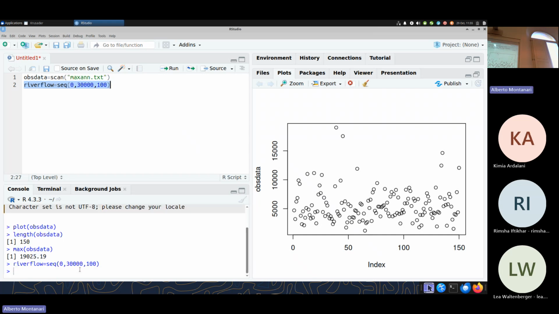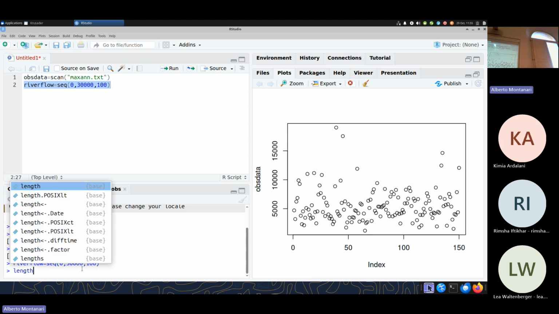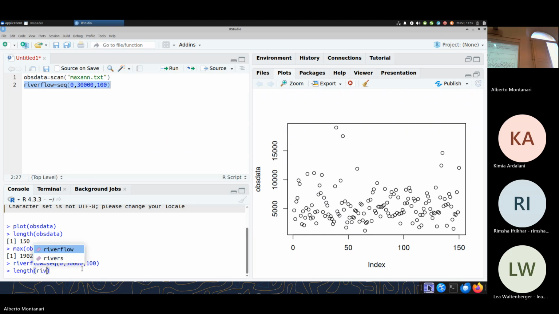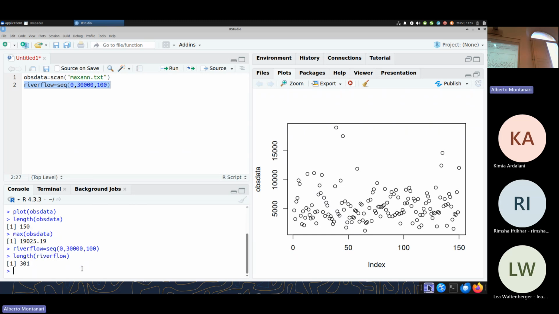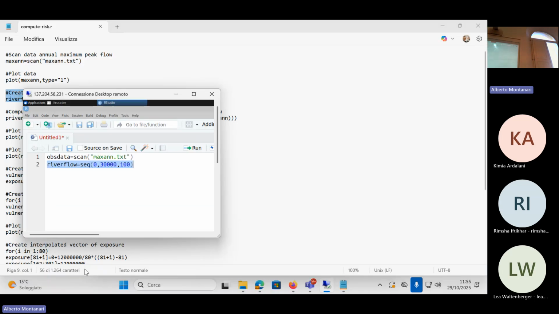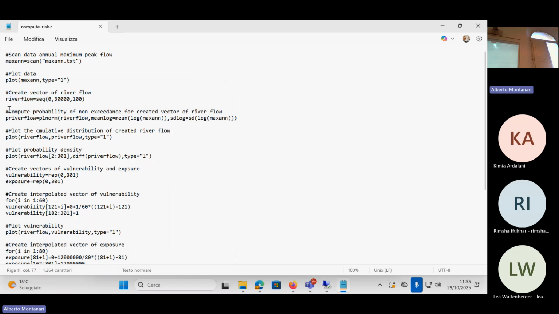And if we just make a check here, length of river flow, we should get, yeah, 301. Okay, good. So we got the vector. Very good, this is simple. Let's go back here and then let's see. Now we have to compute the probability of not exceedance because we were suggested to compute the probability of not exceedance for the vector of river flow. It's very simple if we assume to use the log normal distribution and we assume the data are independent.